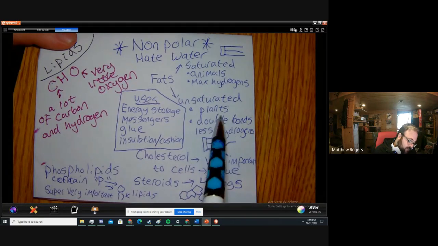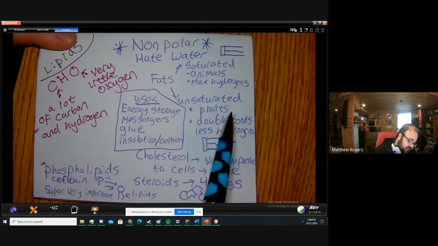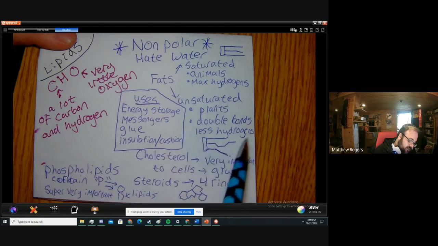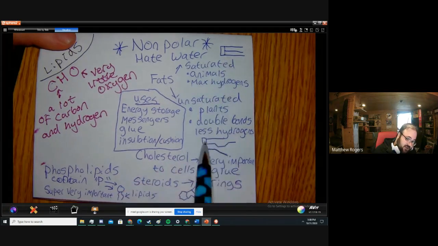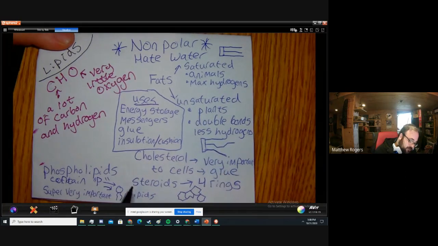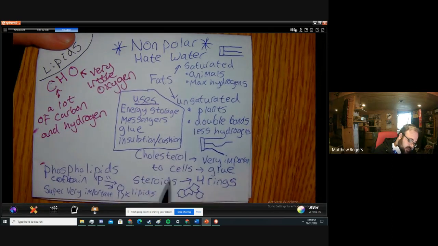Okay. Saturated fats come from animals and they have the max amount of hydrogens. They have single bonds only. Unsaturated fats come from plants. They have double bonds and they have less hydrogens, meaning that they have weird shaped legs. Saturated fats have regular legs. Unsaturated fats don't. And so these guys form liquids because they can't pack together. We also have cholesterol, which is very important to cells. They act as glue. Steroids, this is the messengers in your cells and your body. And there's always four rings of steroids.